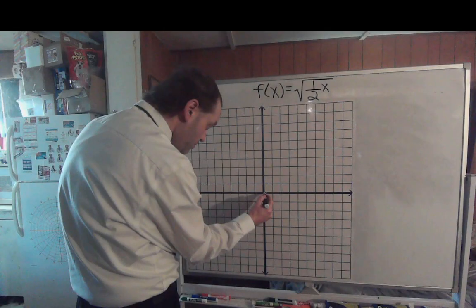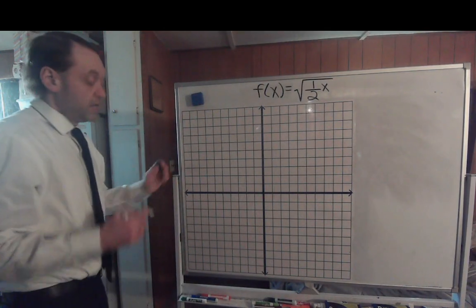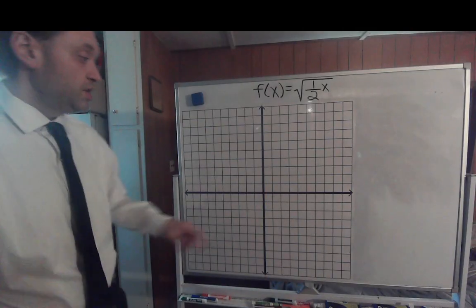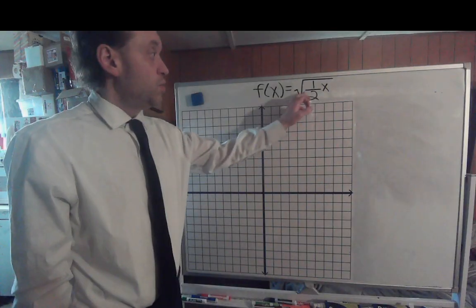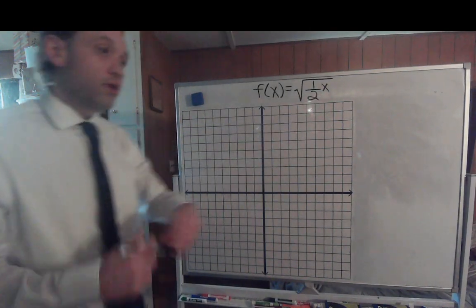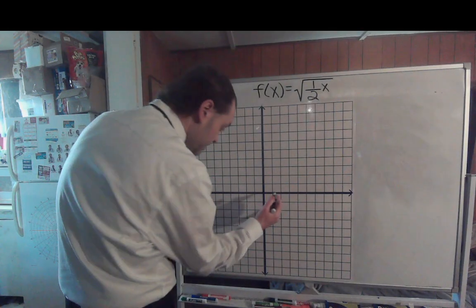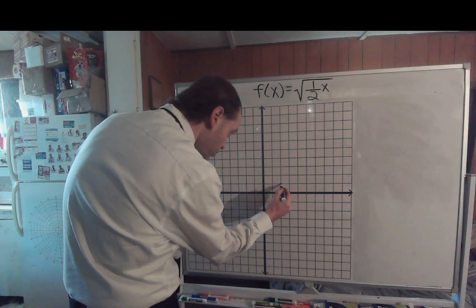Alright, so now let's say I put in 2. So 1/2 of 2 is 1. Square root of 1 is what? That's 1. So I would end up getting the point (2, 1).